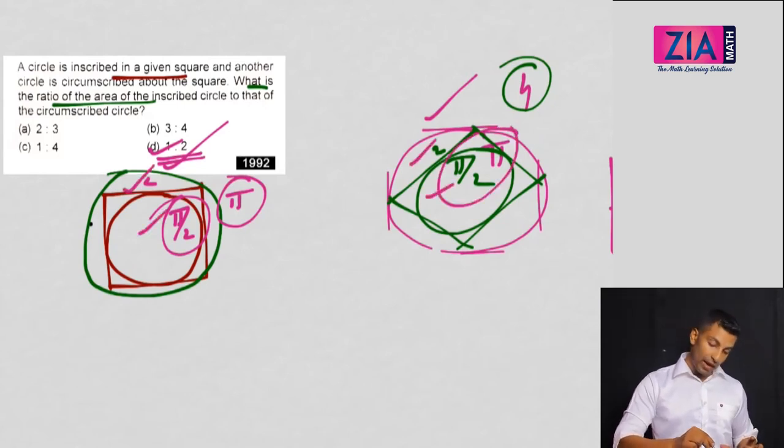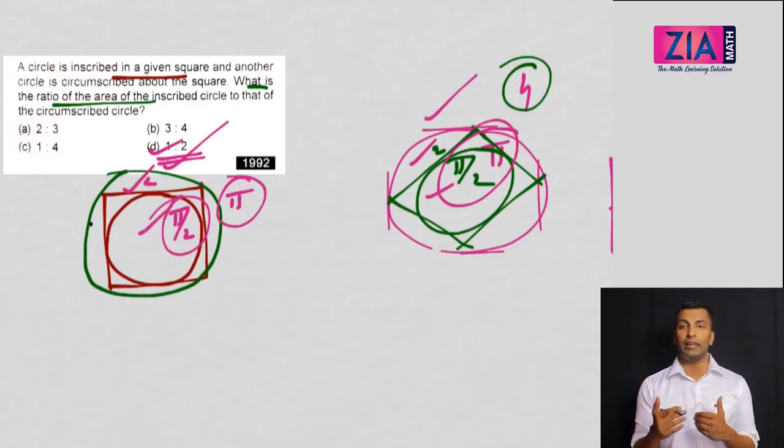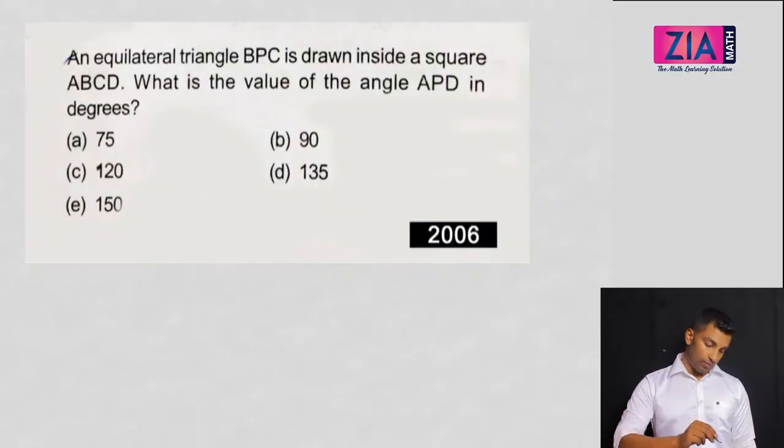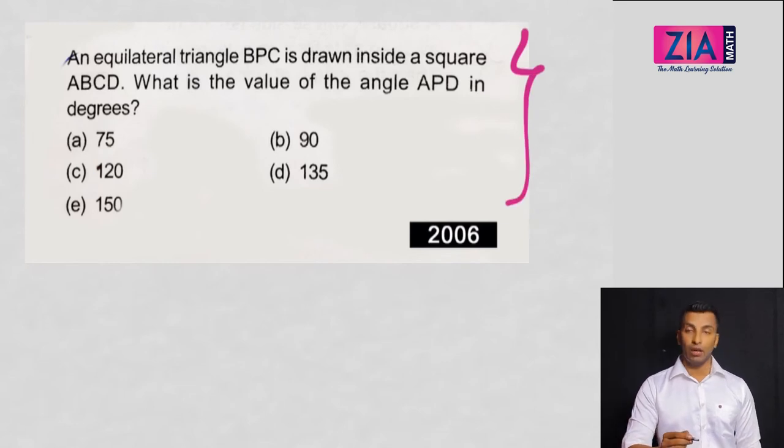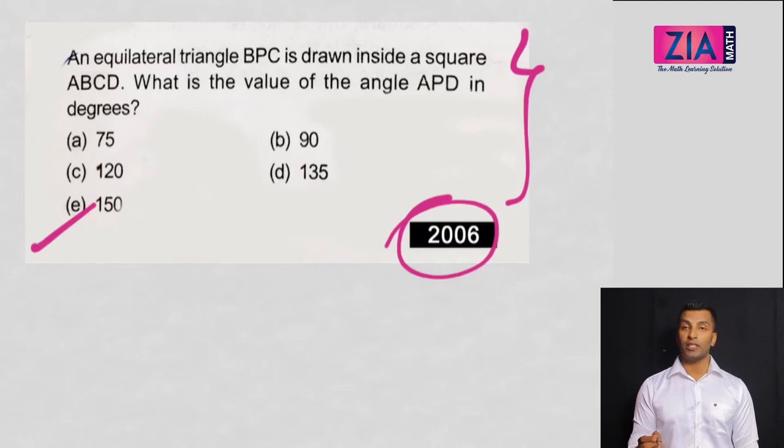So the ratio is actually pi and pi by 2. This is what you need to know. Then it is easy. Now again, one of a tricky question. Take a minute and solve this question. This was asked in 2006 and you had 5 options. Okay, so take a minute and solve this question.